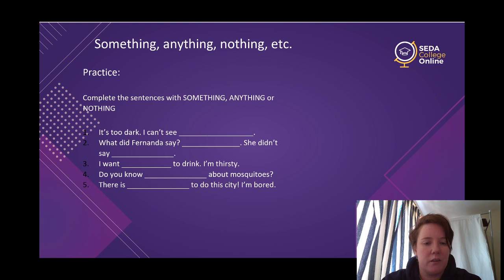Next one, number 3. I want to drink. I'm thirsty. Affirmative. Do you know about mosquitoes? Guys, this one is a question. What do I use when I'm talking about things in questions? And number 5. There is to do in the city. I'm bored. Okay, so you're writing the number and then giving your answer for each one. Think about it. Think about each one.